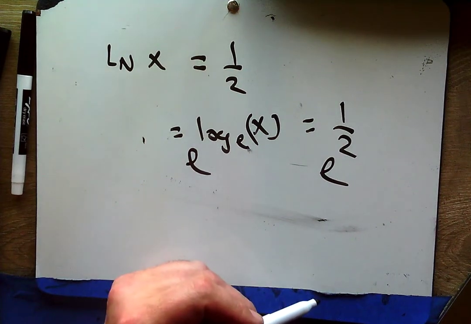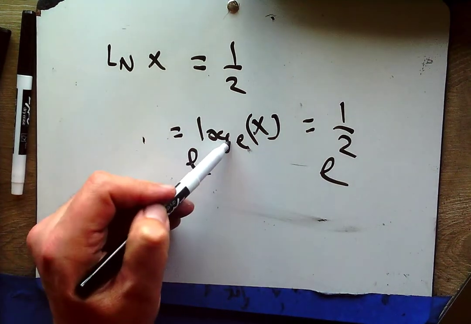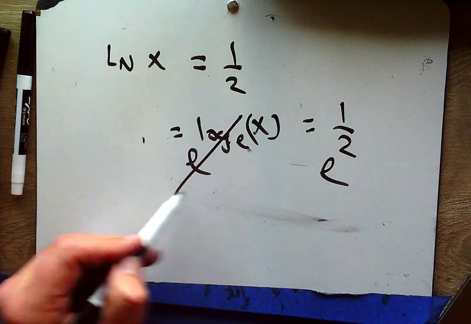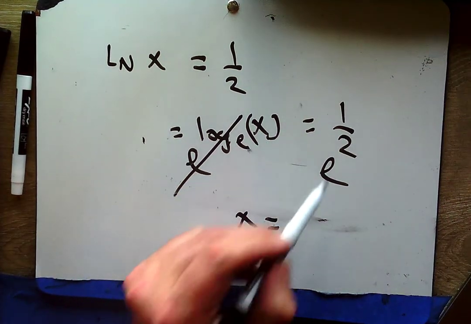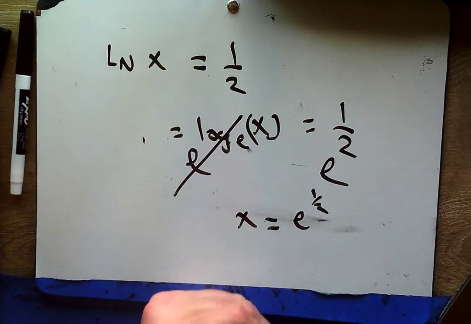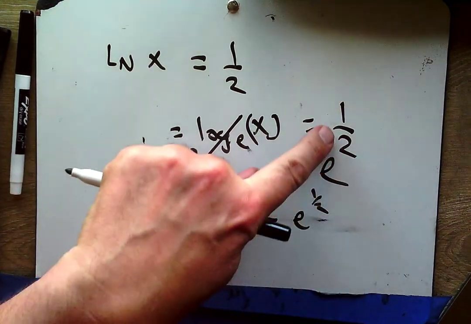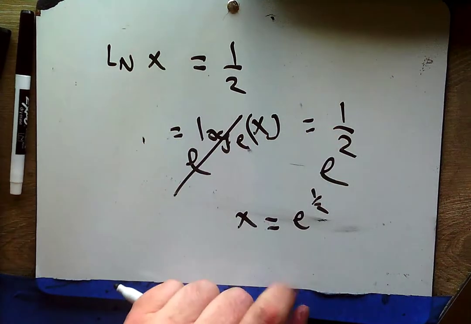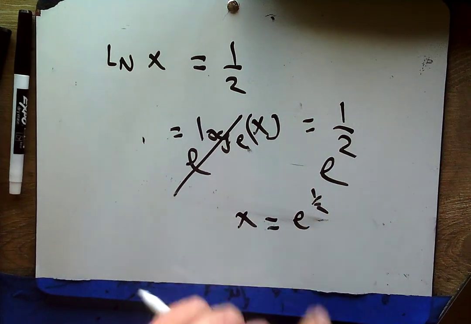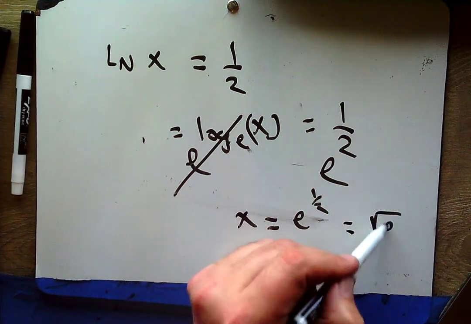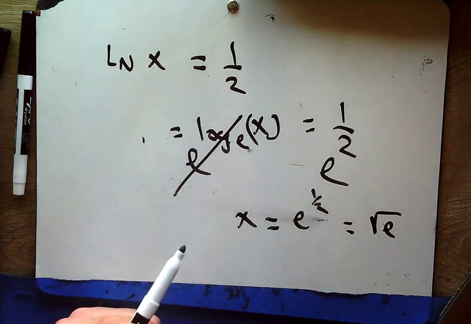But I could also exponentiate with e. e to the power of log base e, those cancel, leaving me x equals e to the 1/2. It's not e times 1/2. This is the base, this is the power. It's e raised to the 1/2, which I guess is the same as square root of e. Okay.